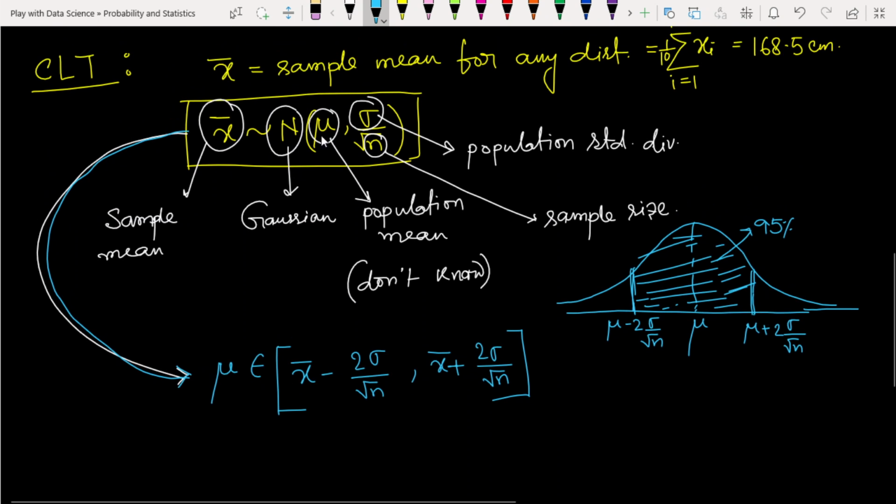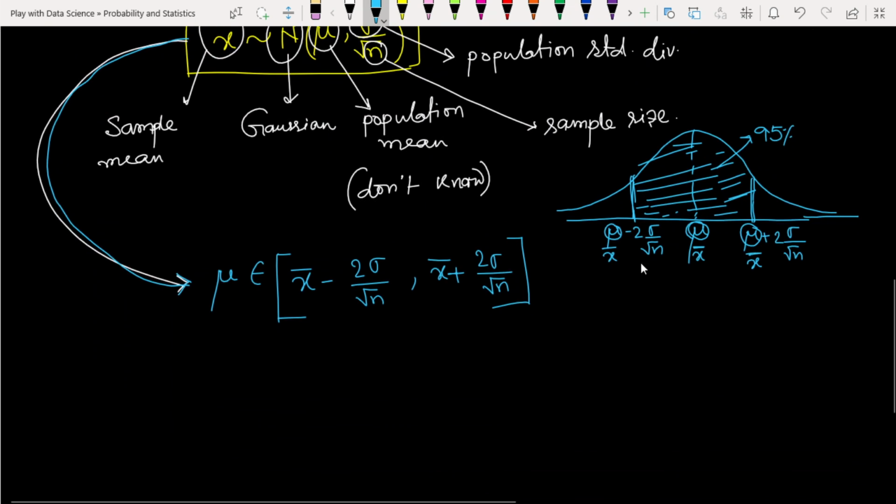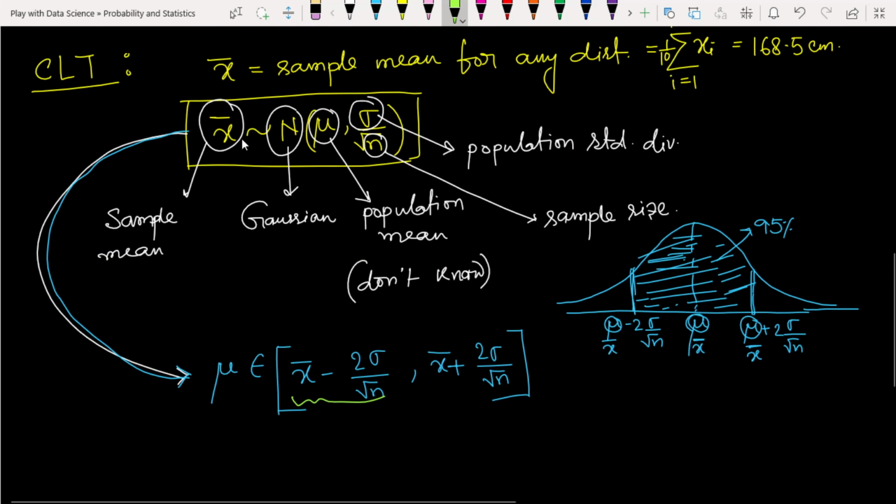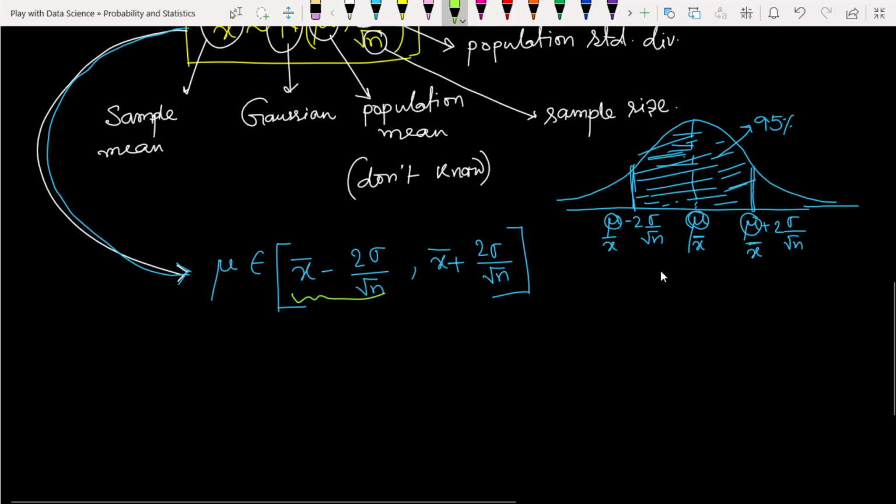X bar follows these distributions with mean this and this. So for this distribution, instead of using mu, we use the x bar. Because x bar follows these distributions, you can easily conclude that our population mean lies in that region, by simply using the central limit theorem. These portions look like the sampled distributions.